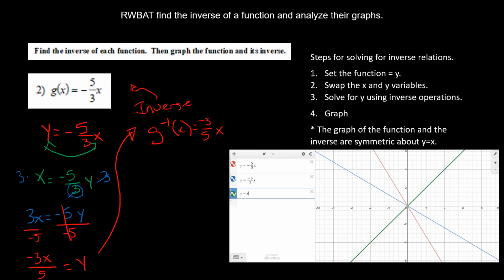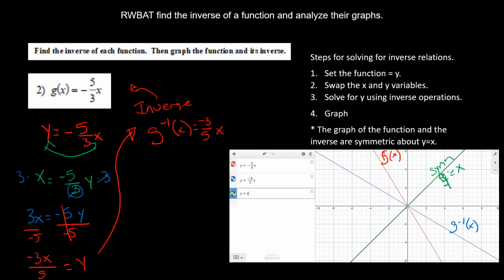Our original function is this line here. This is our g of x. Our inverse function, this g of -1 of x, is this one here. They intersect each other here at the origin, and you'll see that this is our symmetric line, y equals x, and it slices right through, and it's like a mirror to our lines here.